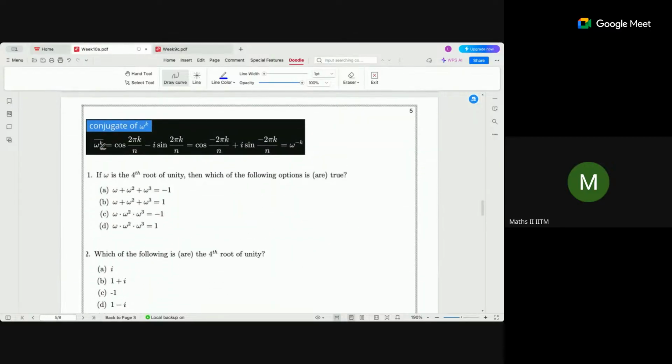So here we have some problems. Look at the first problem. If omega is the fourth root of unity, then which of the following options is or are true?